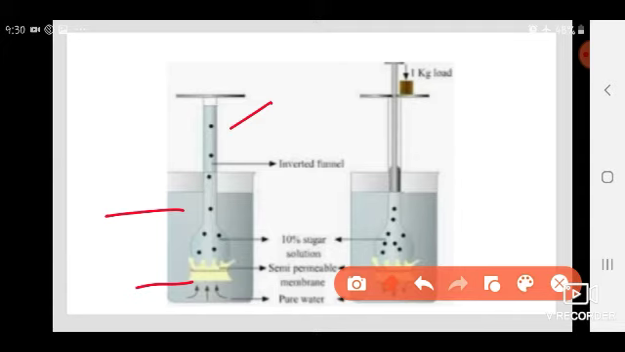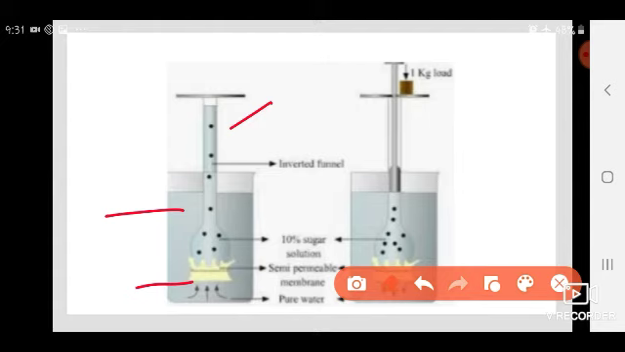In this, external pressure is applied. When external pressure is applied from the upper part of the funnel, then no water diffuses into the funnel through the membrane. Why? Because pressure is applied on the upper side of the thistle funnel towards the lower side. Then what will happen? The diffusion is stopped.